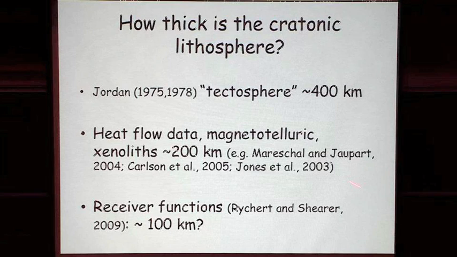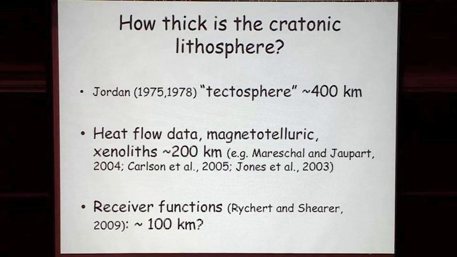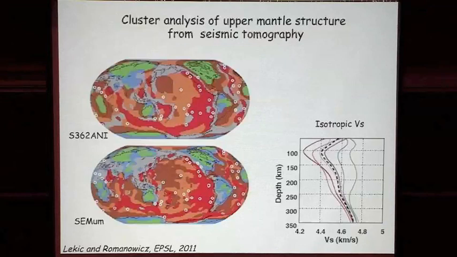And recently, as I will show, receiver function studies, this particular one but not only this one, have suggested that the lithosphere in the cratons might be even thinner, about 100 kilometers. How do we reconcile this? First, I want to show you something which I find rather cool. I couldn't resist showing you. This is how you can define the cratons from seismology in an objective way without invoking any geological information. So these are two models.